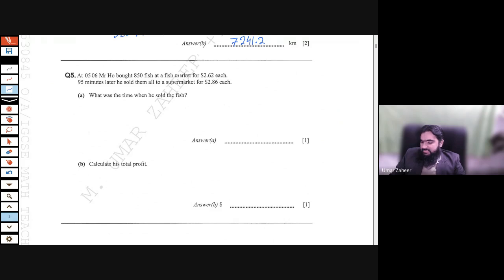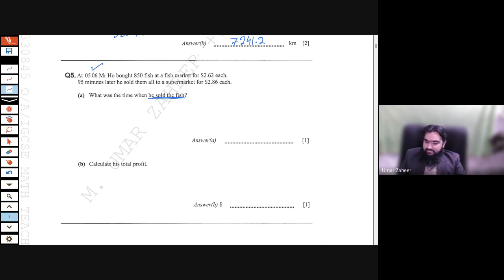Now we have the next question. At 0506, Mr. Who bought 850 fishes at the fish market for $2.62 each. 95 minutes later, he sold them all to the supermarket for $2.86 each. What is the time when he sold the fishes?